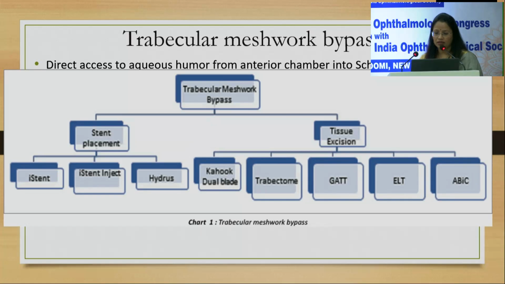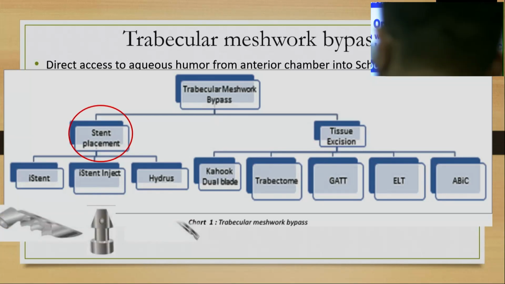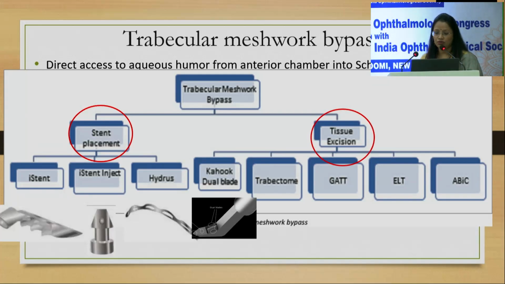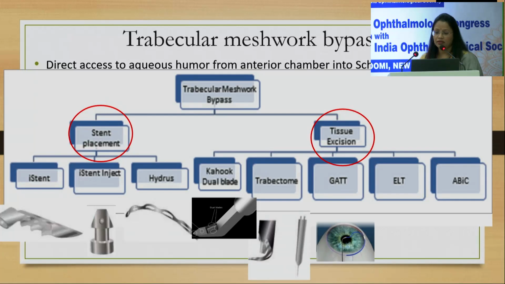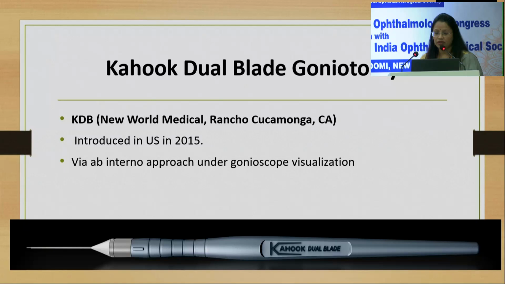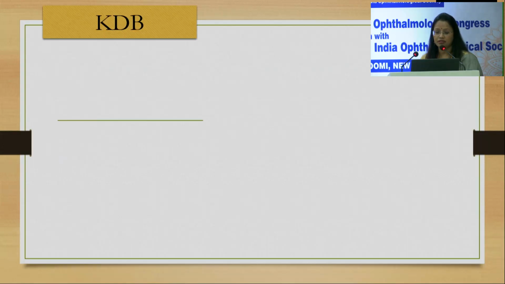This is a classification of trabecular meshwork bypass, which we are doing more commonly. There can be placement of a stent like iStent inject or Hydrus, or there can be tissue excision or tissue ablation, like with the Kahook Dual Blade, Trabectome, GATT, ELT and ab interno canaloplasty. I will be discussing more about the Kahook Dual Blade and other methods which we are doing at our center. The Kahook Dual Blade goniotomy was introduced by the US in 2015, which is an ab interno approach.